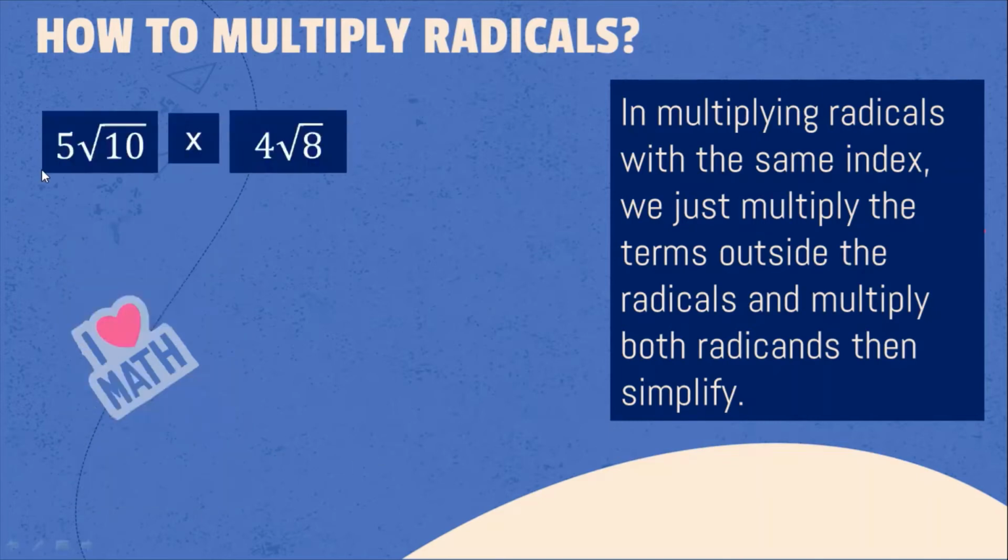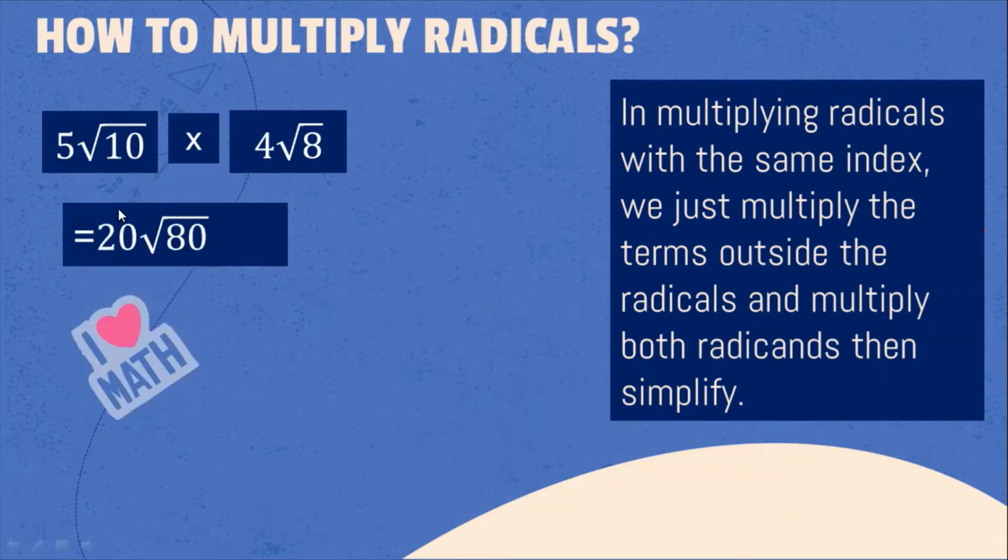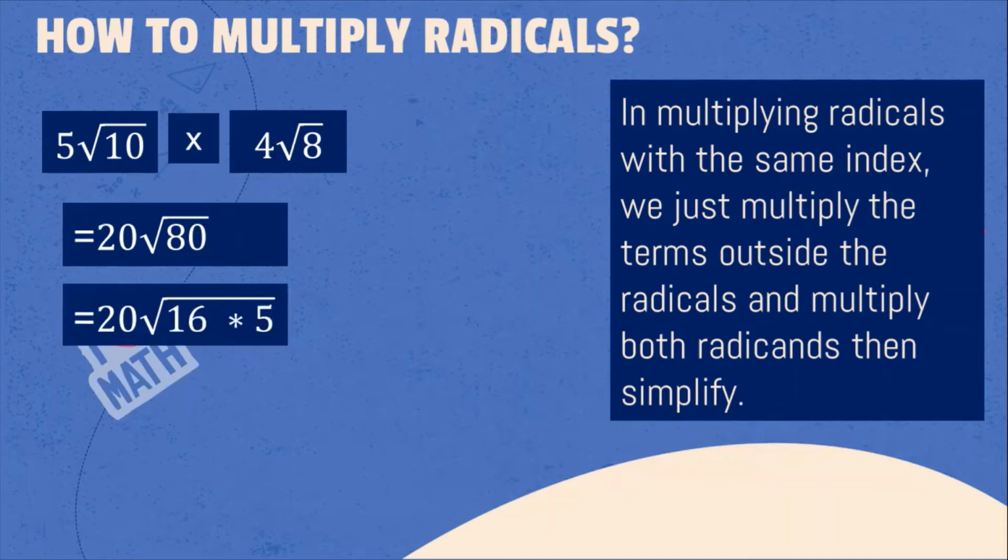Next one. 5 square root of 10 multiplied by 4 square root of 8. 5 times 4, multiply both terms outside the radicals. 5 times 4 is 20. Then 10 times 8 is 80. Can we simplify 80? Yes. We need to look for a factor which is a perfect square, and that is 16 multiplied by 5. 16 is a perfect square.